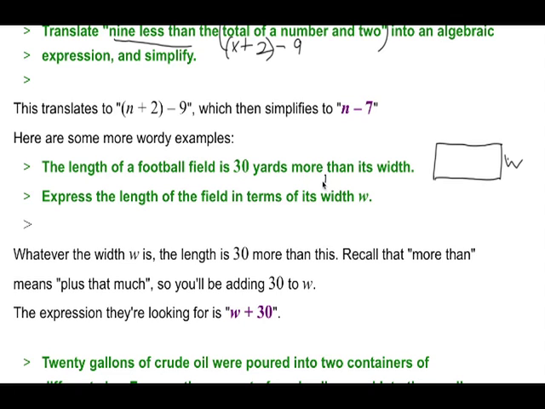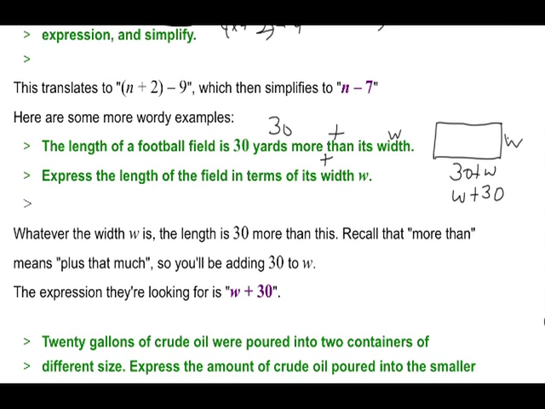So we know more than means addition. So we're going to take 30 and add it to the width, which we already know is w. So we're going to do 30 plus w. And that's fine to write it like that. Or we can write it w plus 30. Remember, addition is commutative, so we can write it either way. So now if I wanted to find the area of this, I know that I could multiply these two things together, so I can use it further.